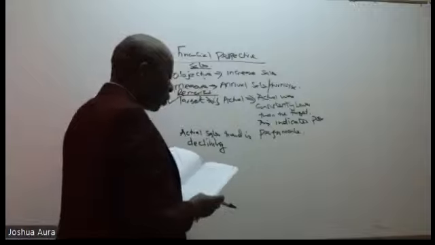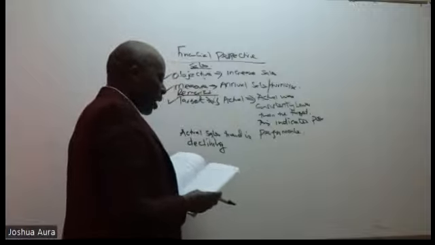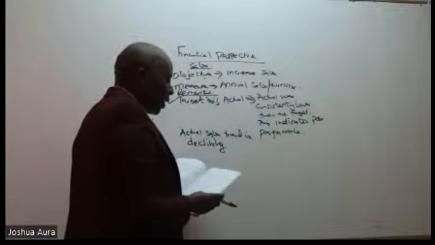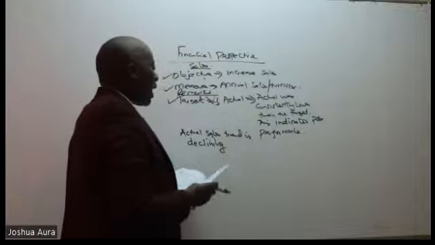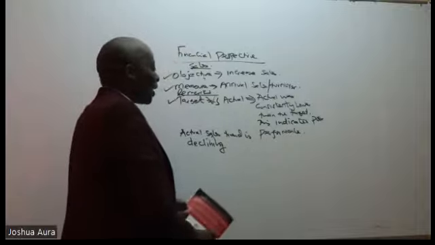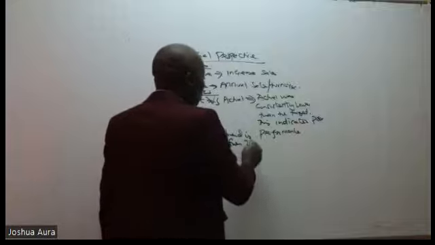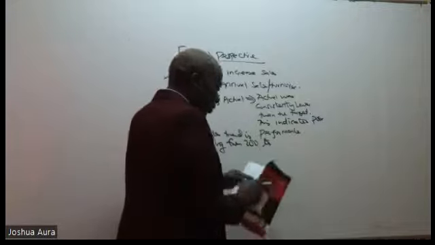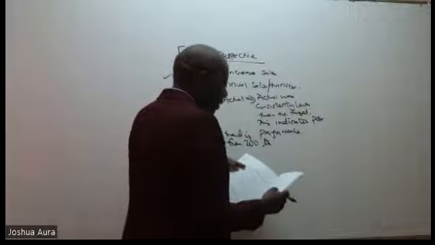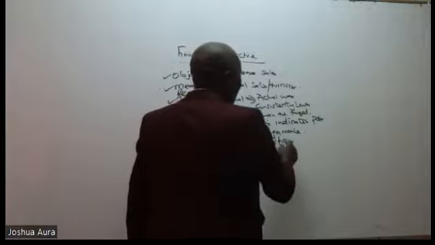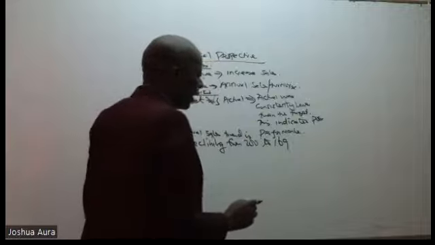Somebody looked at the actual account at 200. From 200, we went to 192. From 192, went to 169. So the actual sales trend is declining from 200 billion to 169 on average.